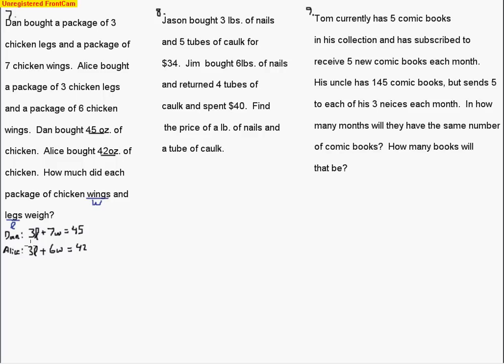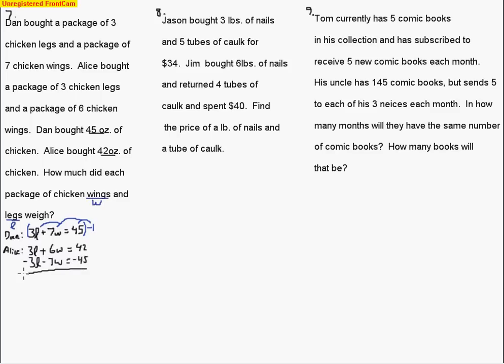So let's do this. Let's take Dan's equation and multiply it by -1, because if I add them together right now, I wouldn't cancel out the L's. So I need them to be opposite in sign. So I'm going to multiply -1 times each of those numbers. And so I will have a new equation for Dan, and his equation will now be -3L minus 7W equals -45.